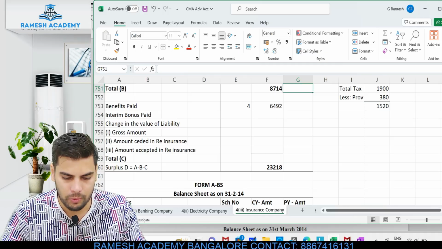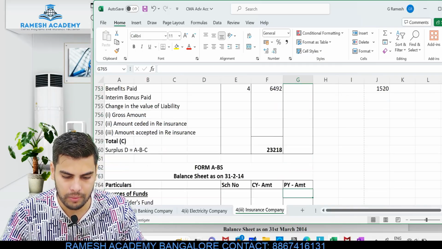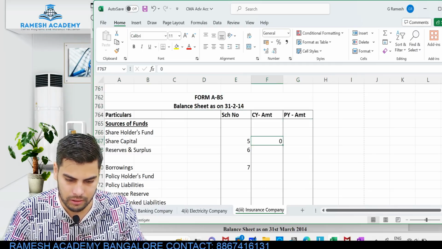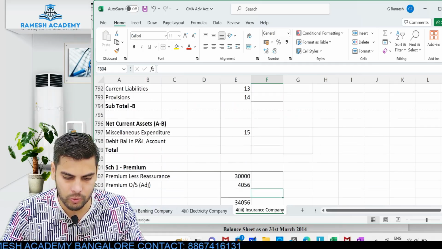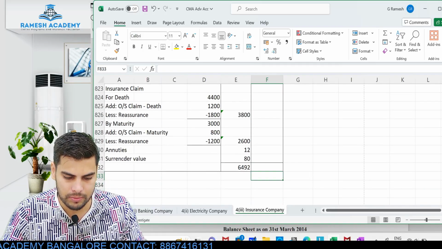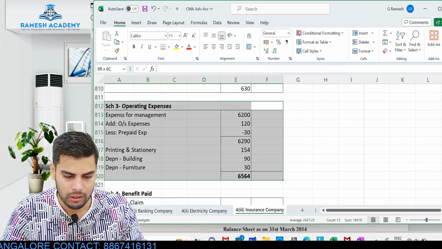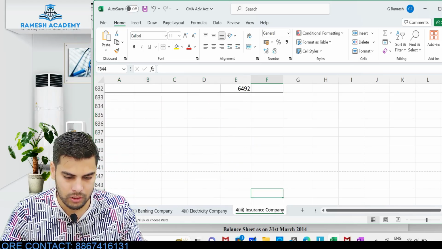Now we just need to prepare the balance sheet. Let us quickly prepare this particular balance sheet. Share capital, they haven't given any information. So there was no information relating to schedule 5. Let us prepare schedule 6 now. Schedule 6 would be with respect to what? This would be with respect to reserves and surplus.